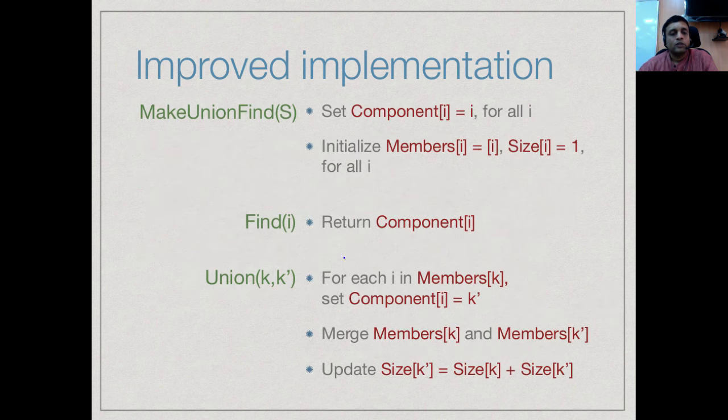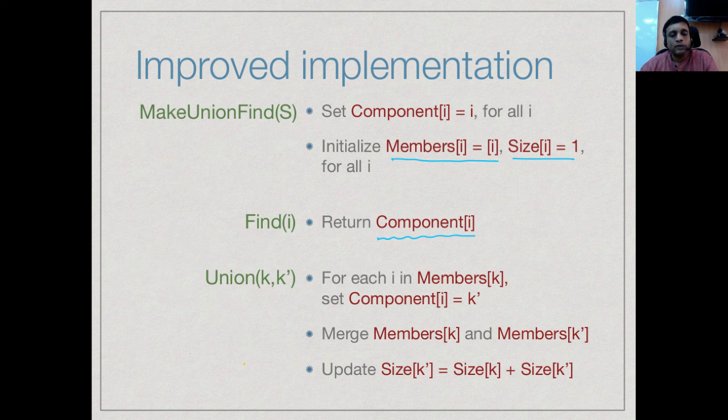Initially, of course, the size is 1. Right? So when we do a make union find, we set component I equal to I as before. Then we initialize that the members of the list I are component I are just the list containing I itself, and the size of each component is 1. Now find is exactly the same as before. We just have to look at component and return the value that component I points to.